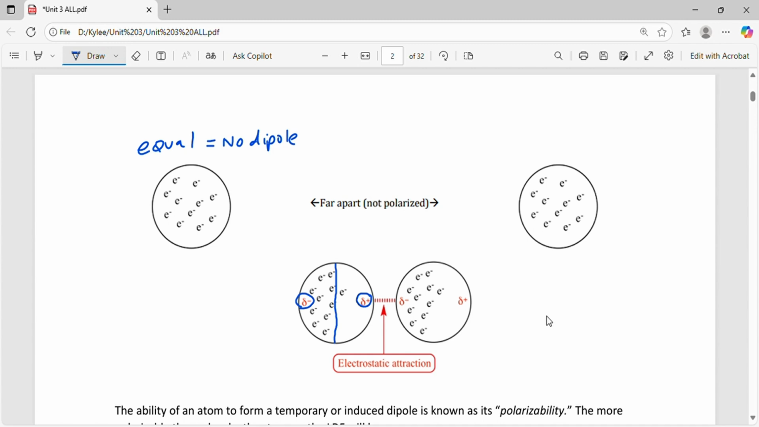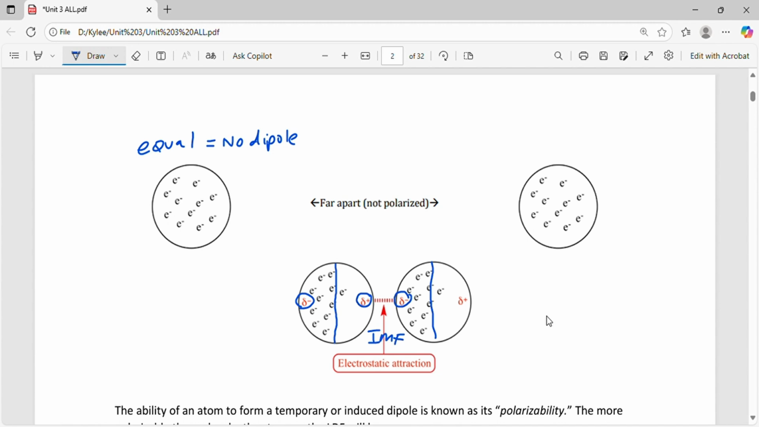And if this happens and two atoms or molecules are next to each other, the positive side of one is going to be attracted to the negative side of another, and the dashed line, that attraction, is our intermolecular force.